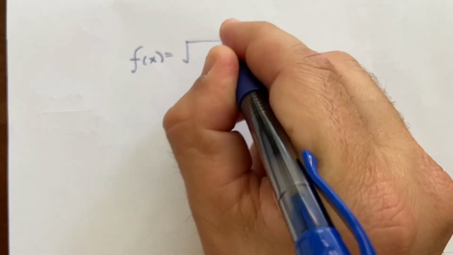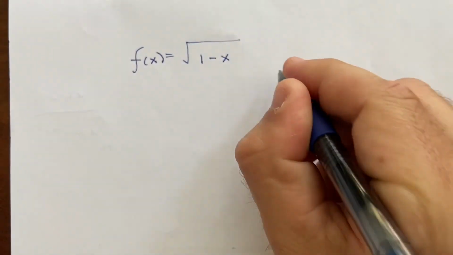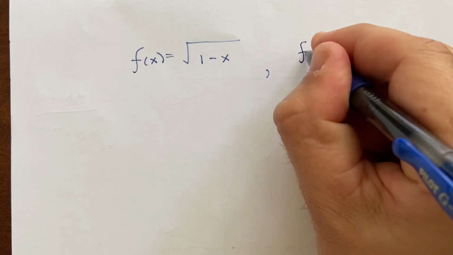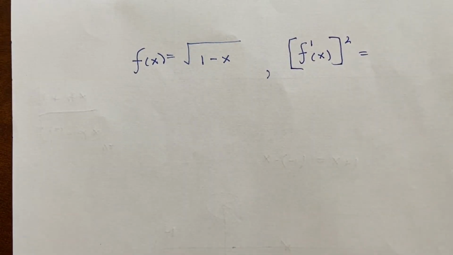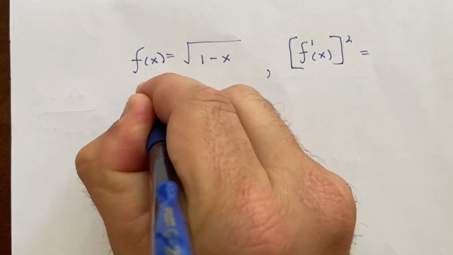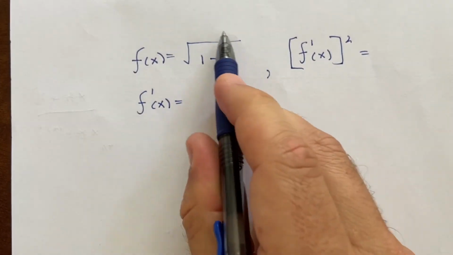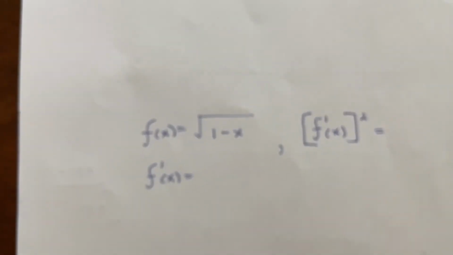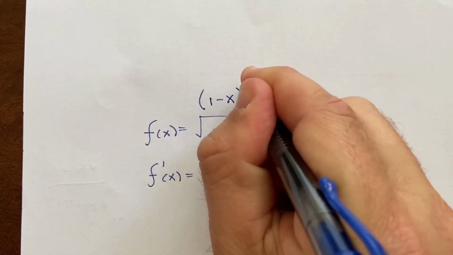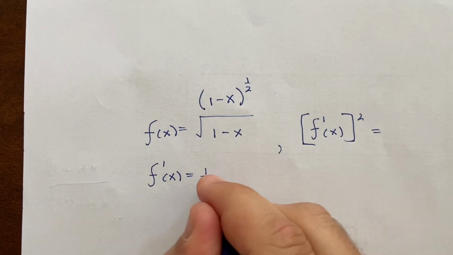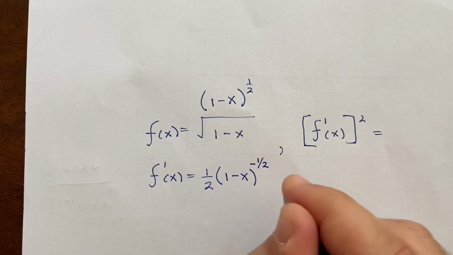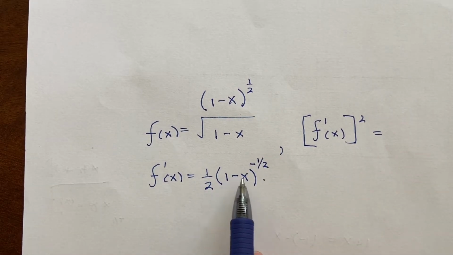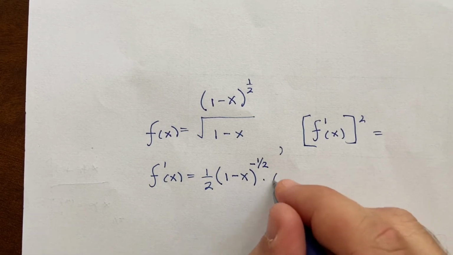So I have this as my function. And what we want to do is figure out f prime of x squared. So just for the f prime of x part, I'll think of this as 1 minus x to the 1/2. So multiply down by the 1/2, I get 1 minus x to the negative 1/2, and then multiply by the derivative of the innermost, which is negative 1.